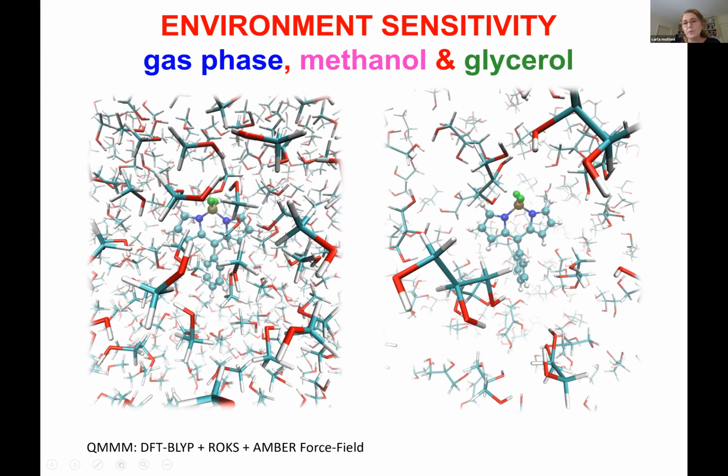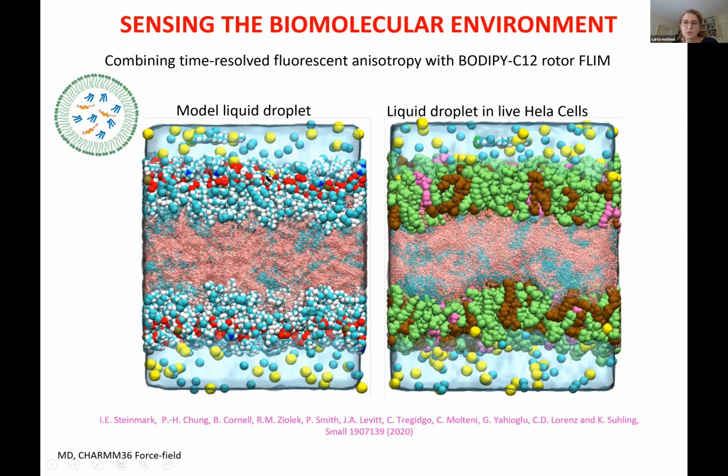And then we can put the environment in a QM/MM method. We studied methanol and glycerol, and also then go towards completely classical simulation, but with very complicated environments, to help understand some of the classical interactions of this molecule with the environment that are studied experimentally.